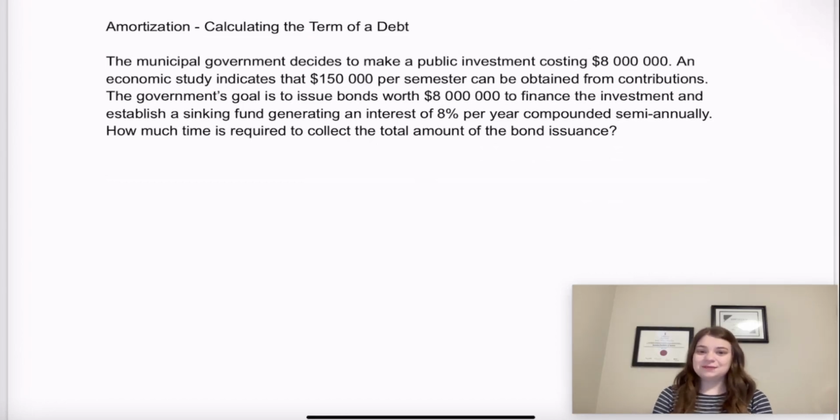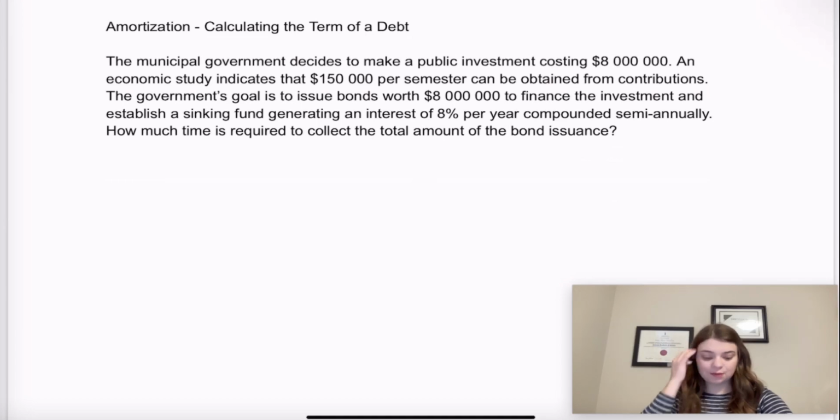All right, so today we're going to be doing an example where we calculate the term of debt in an amortization problem. So it says here the municipal government decides to make a public investment costing $8 million. An economic study indicates that $150,000 per semester can be obtained from contributions. The government's goal is to issue bonds worth $8 million to finance the investment and establish a sinking fund generally generating an interest of 8% per year, compounded semi annually. How much time is required to collect the total amount of bond issuance?